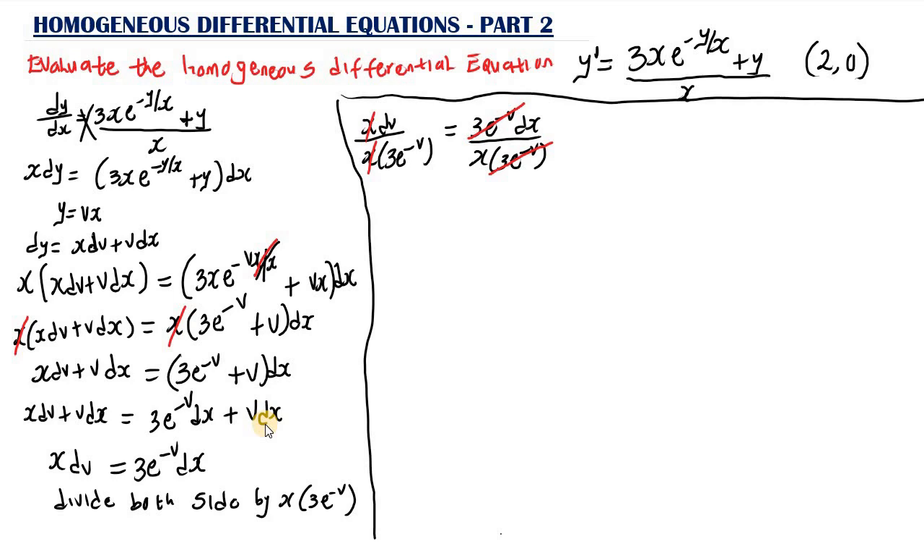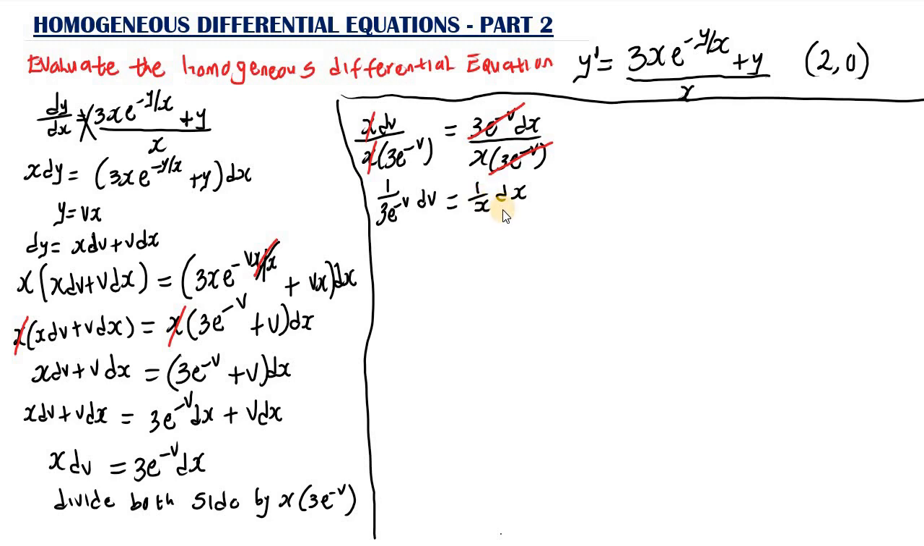So we are now going to have on the left side dv over 3e raised to the power of negative v. So we can write this as 1 over 3e raised to the power of negative v dv is equal to, then on the right side we are going to have s over s, and we can also write this as 1 over s then multiply ds. As you can see, we now have the variables separated. If you take a look at the left side, we only have the v variables, and on the right side, we only have the s variables.